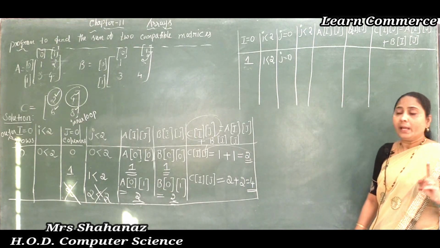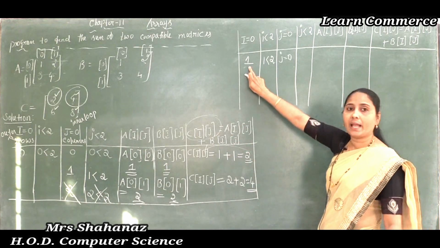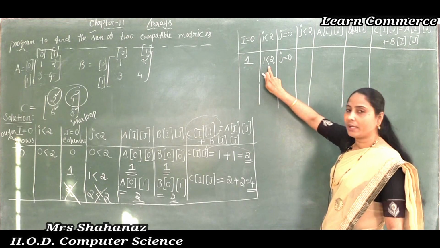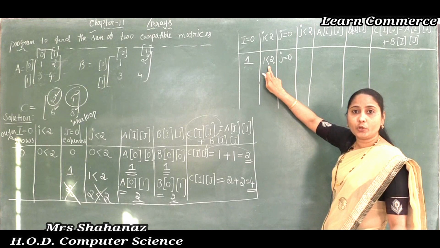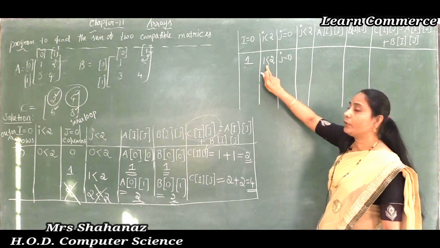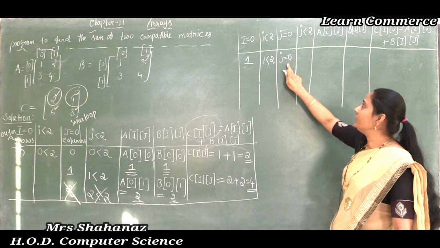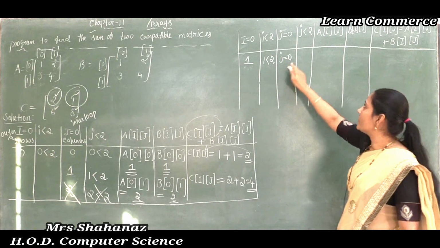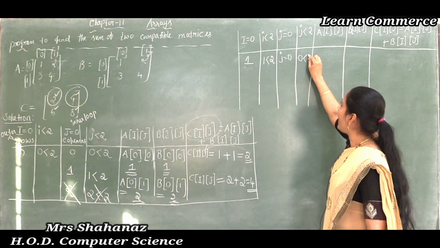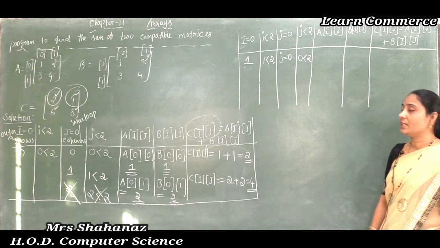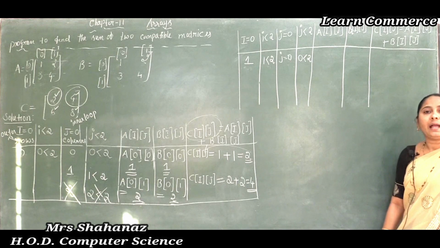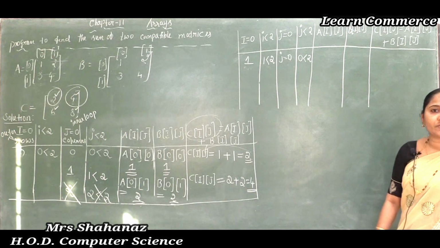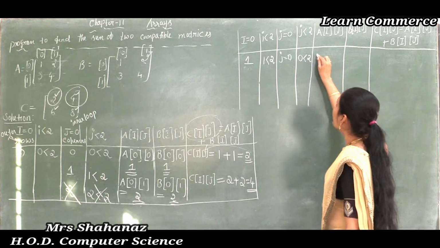In the starting step, just the I value is incremented. That means the outer loop is going to make the increment. So I am going to check the condition: I less than 2. The I value is 1, which is less than 2, so the condition is true. But the J value is equal to 0 only, clear this point here. Next you have to check whether the J value 0 is less than 2. The condition is true, correct? No, 0 is less when you compare with the value 2.